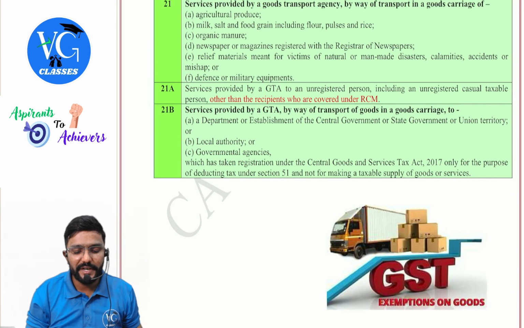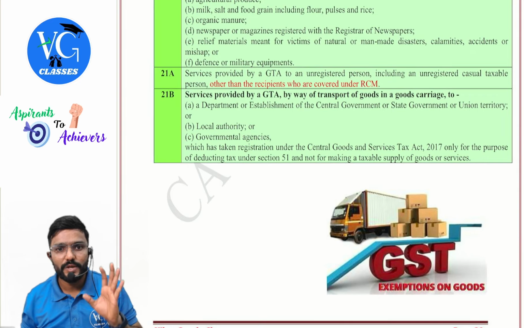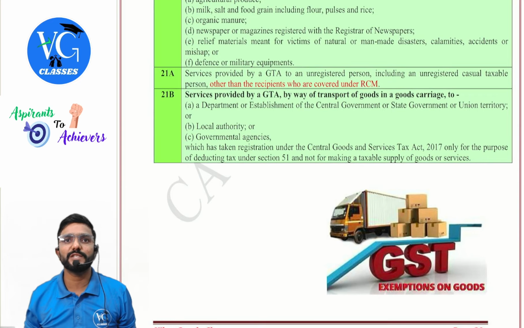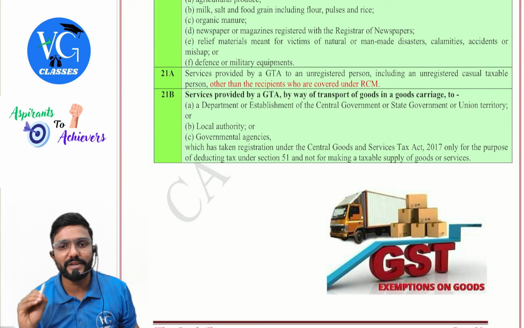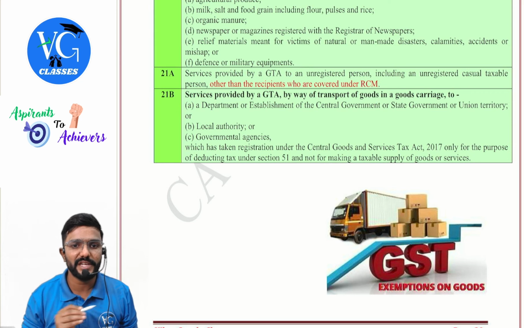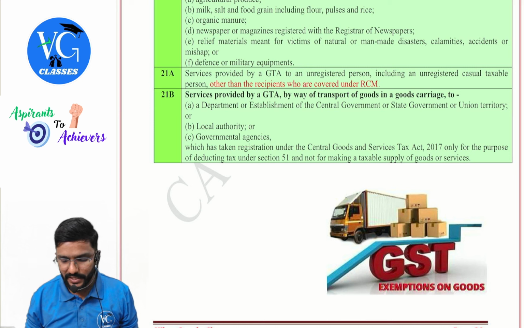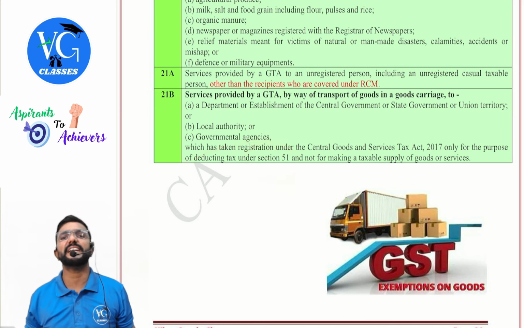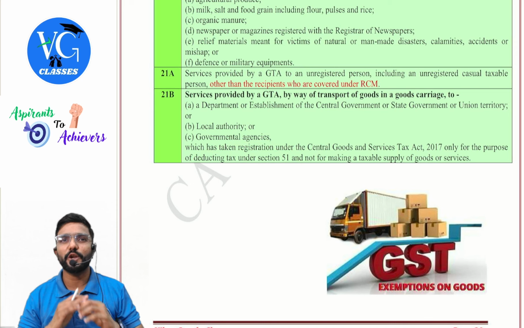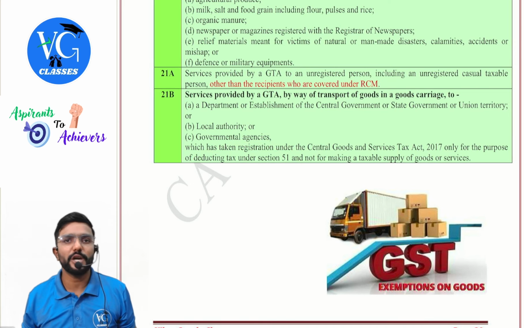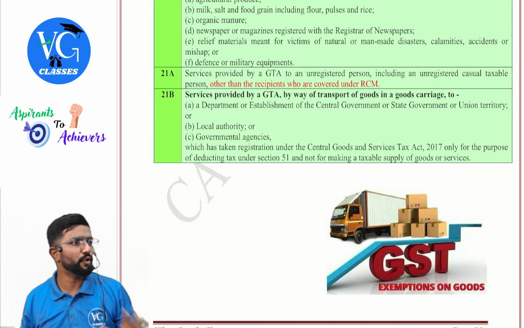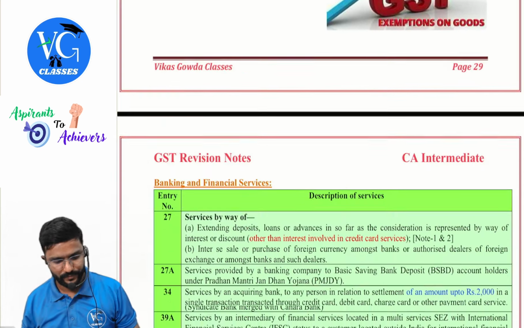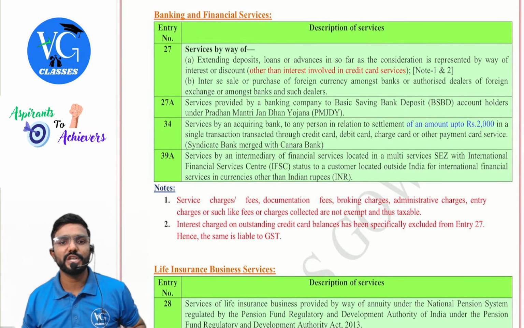So simple. As per entry 21B, services provided by GTA, that is Goods Transportation Agency, by way of transport of goods in a goods carriage to a department or establishment of central government or state government or union territory, local authority, or governmental agency, which has taken registration under GST only for the purpose of deducting TDS under section 51, and they are not making any outward taxable supply. Is it exempt, sir? Yes, guys. No RCM, no FCM.